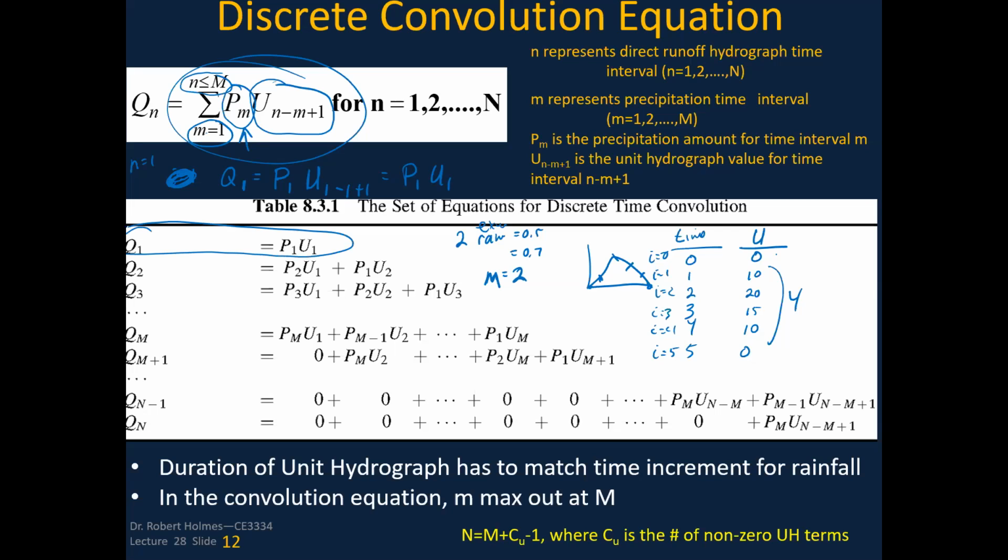Exactly. Now, the next thing is I move to N is equal to 2. All right. So now I go back to this convolution equation. Let me erase some things here to make some room to write. Now I've got N is equal to 2.